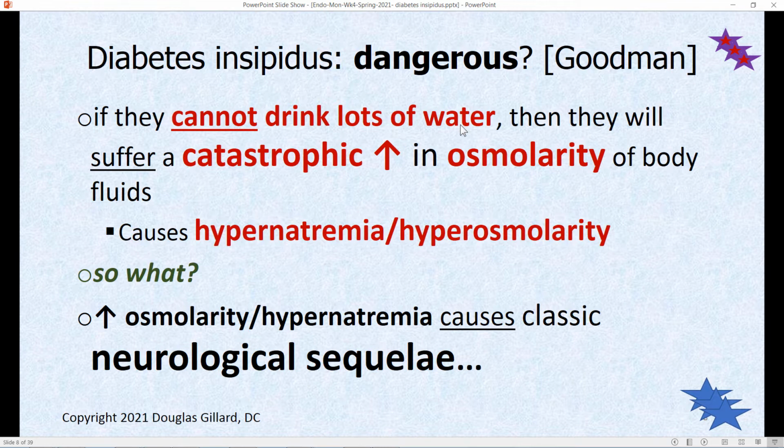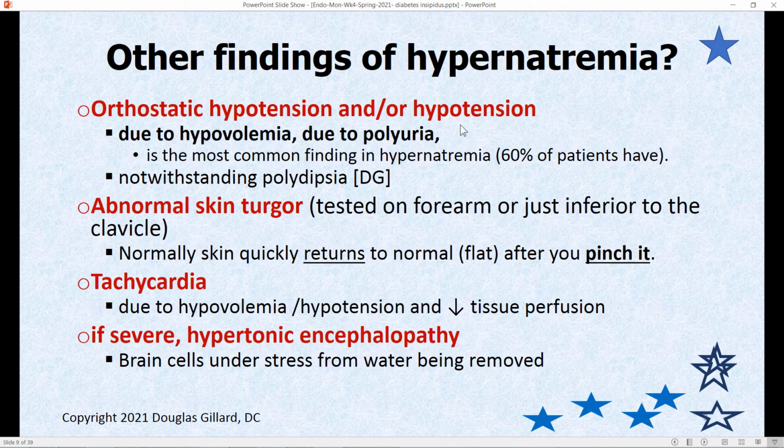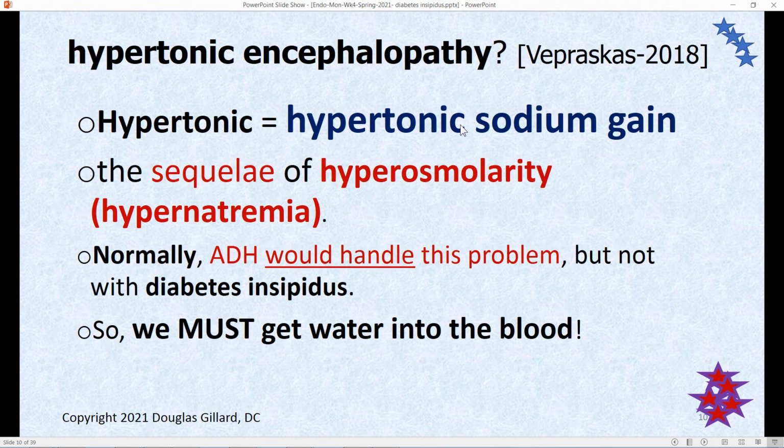So what's your body going to do? You can't have salty blood, it'll kill you. So it's going to suck water out of all the cells in your body, including the brain cells. So that is not a good thing.